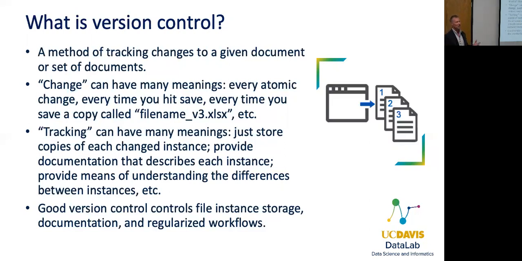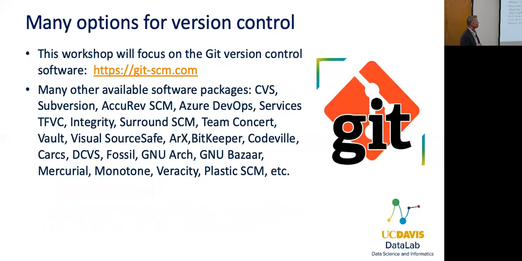And those workflows are just as important, if not more important, than the software itself. You can install the software, use it poorly, and get virtually no benefit. But if you install the software and have some workflows around it and use it well, you get a tremendous amount of benefit. So you need to think about version control in that expanded sense, as a set of decisions and workflows around these differences. Good version control controls file instance, storage, documentation, and regularized workflow. All of those things are going to be part of our version control system.